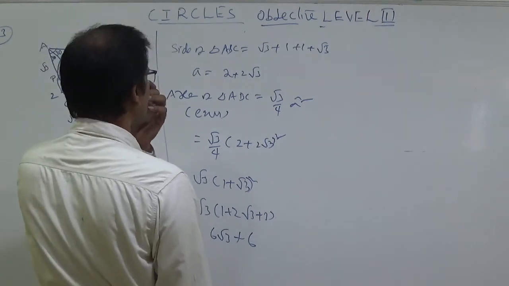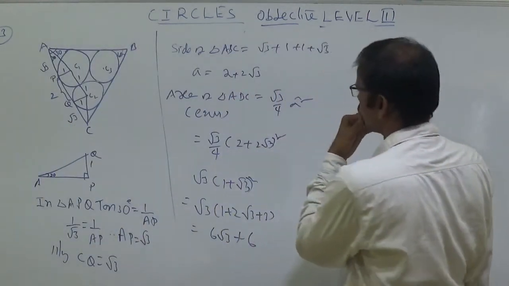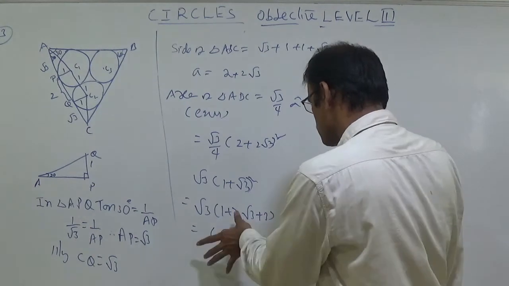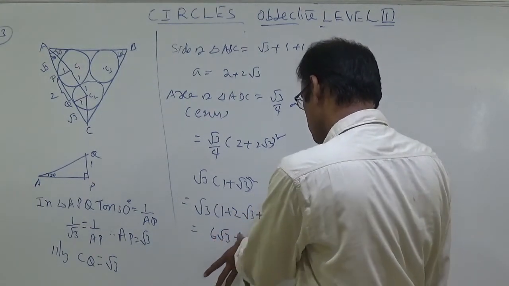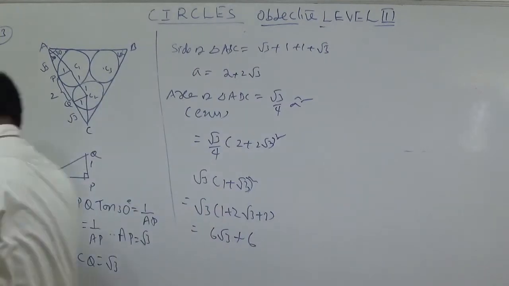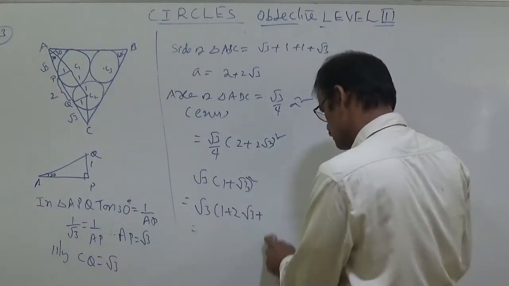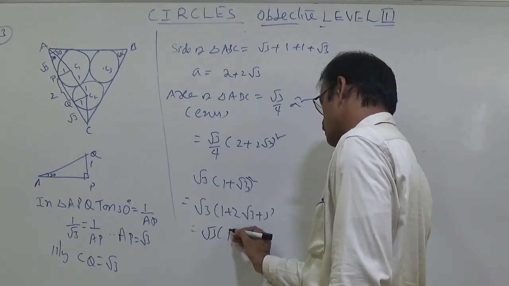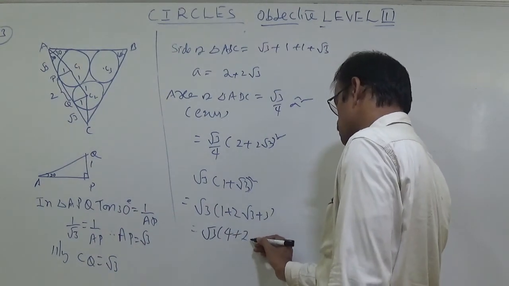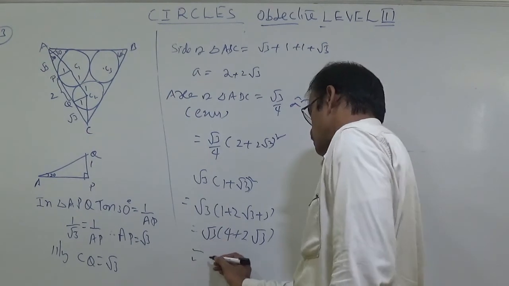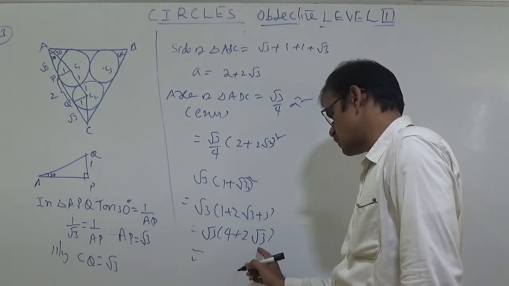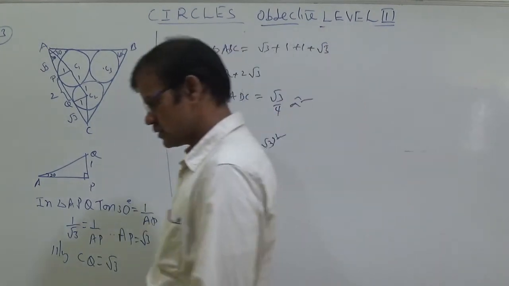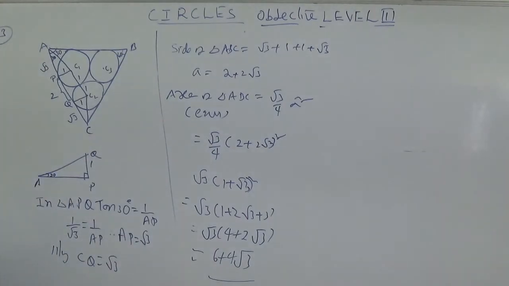2 taken common here, 2 plus 2 root 3 is correct. Root 3 by 4 into a square, 2 plus 2 root 3 whole square. Whenever 2 is taken common, it becomes 1 plus root 3 whole square. 1 plus this is 2 root 3 and this is 3. 3 plus 1 is 4. Root 3 into this is 1 plus 3, 4. 4 plus 2 root 3 you can write. By multiplication we get root 3 into root 3, 3 into 2, 6. 6 plus 4 root 3 is the area. 6 plus 4 root 3 is the area of the equilateral triangle.